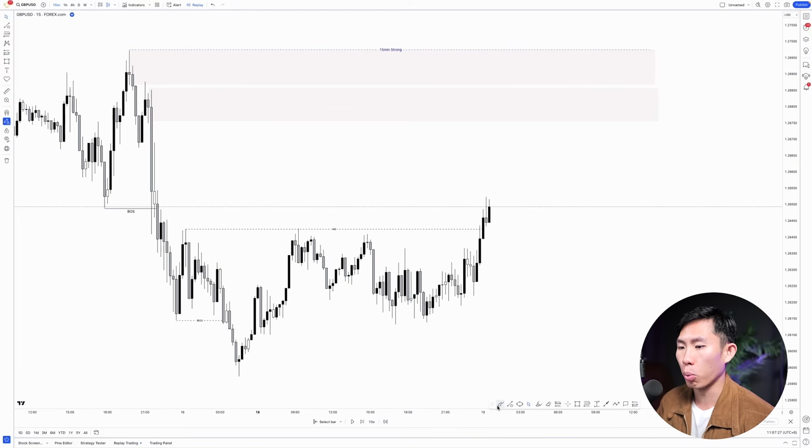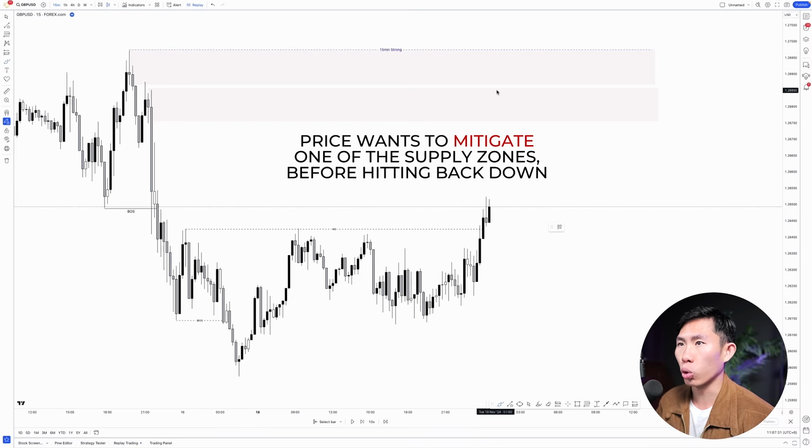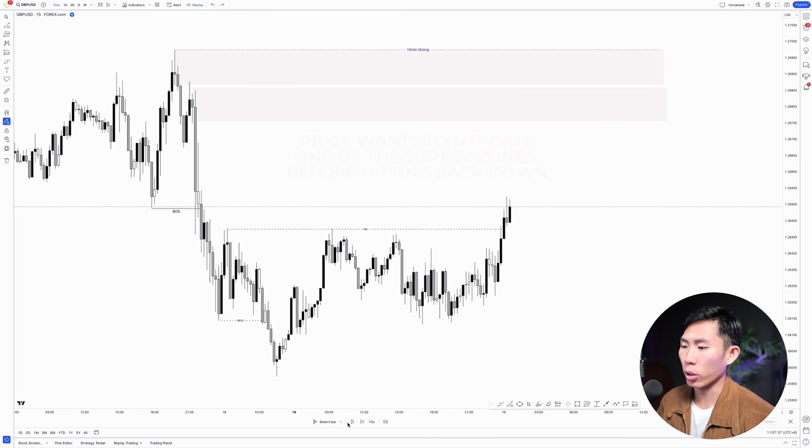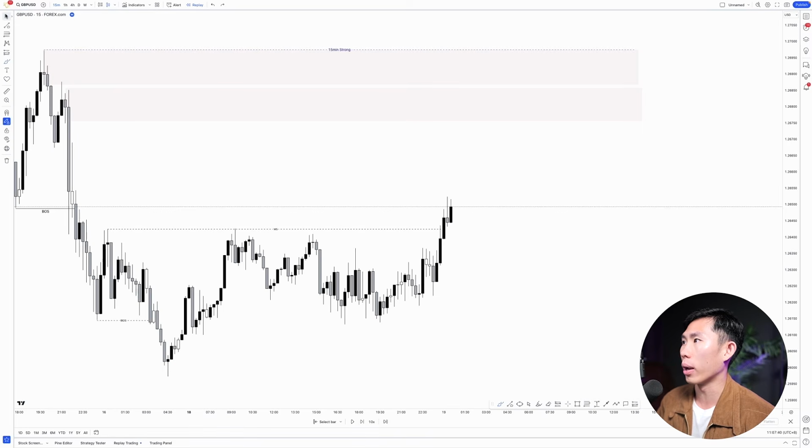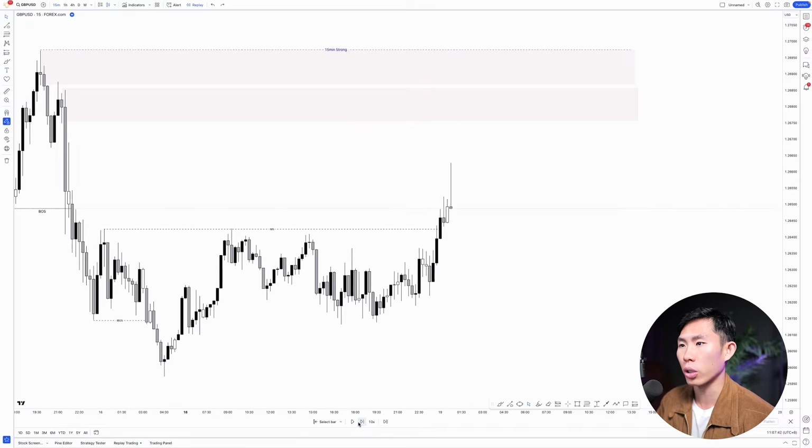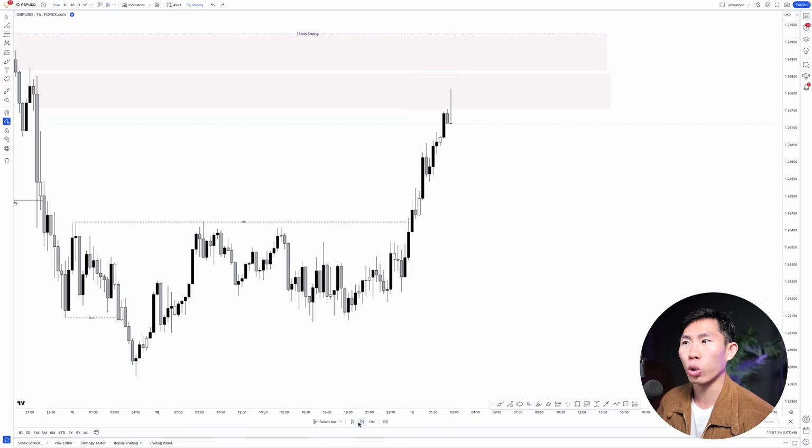We know that price is turning bullish to facilitate that pullback. The objective of price is that it wants to mitigate either one of these supply zones, filling up the remaining sell orders before heading back to the downside. So in this case, let's continue to play price forward and wait for price to mitigate that point of interest. Until price actually does that, we are not doing anything.